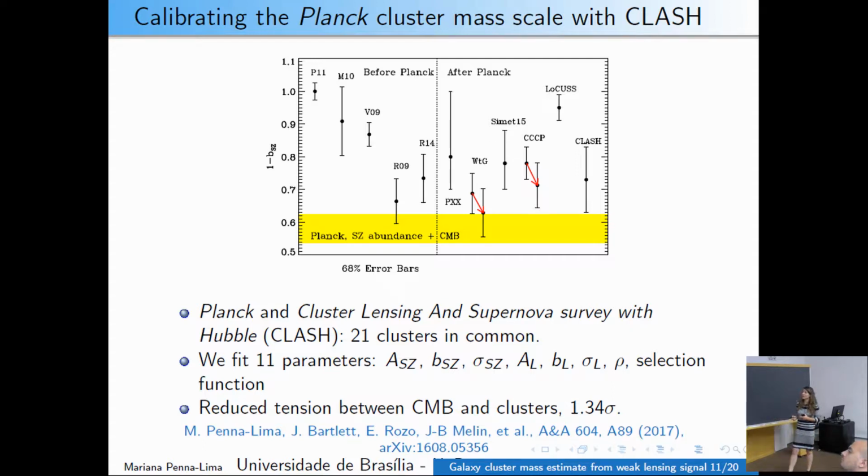So this is another thing that we fit. We fit all the parameters that we include for relating the lensing and SZ masses, the observed and the true one, and we also fit the selection function. So this is another encouraging thing.